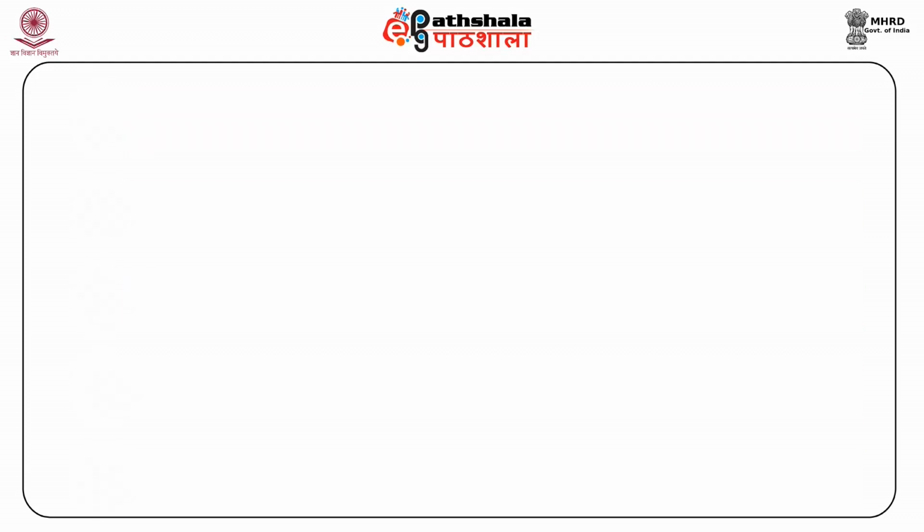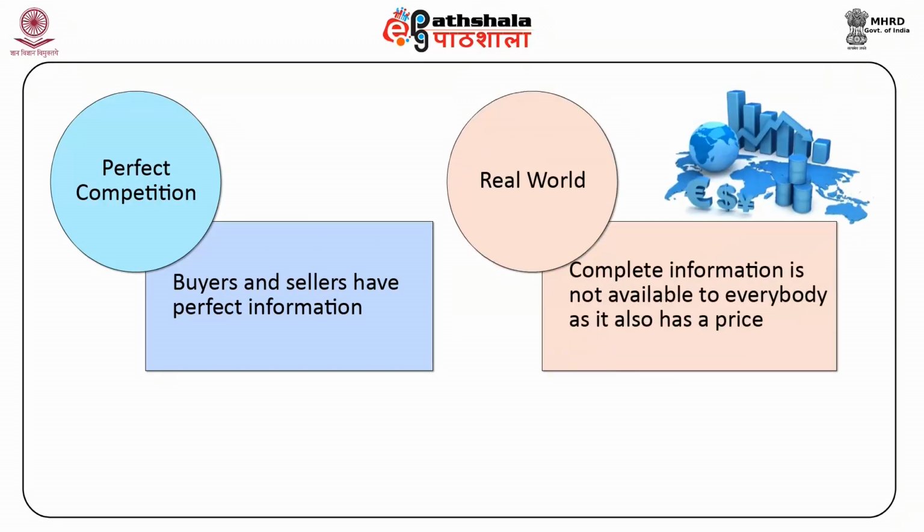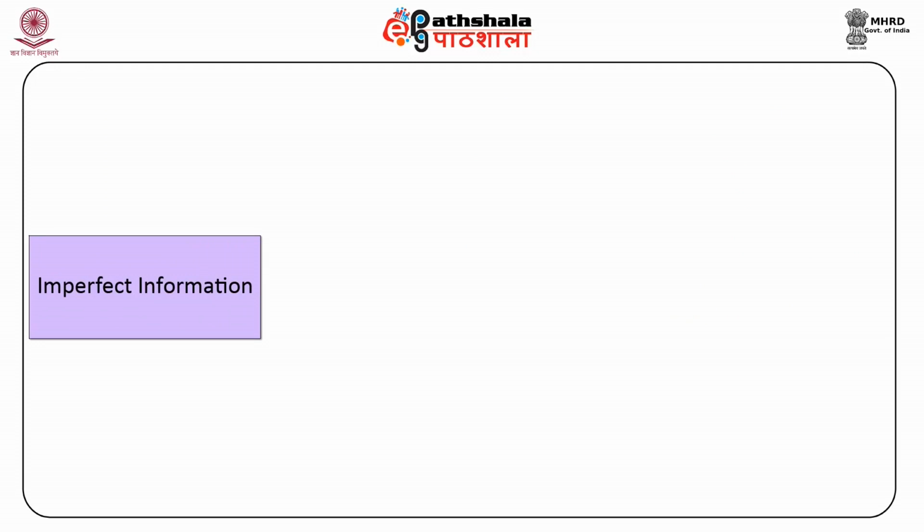As we are all aware, perfect competition assumes that all participants, that is, buyers and sellers in the market, have perfect information about the goods being bought and sold and their prices. However, in the real world, complete information is not available to everybody, as it also has a price like any other commodity.